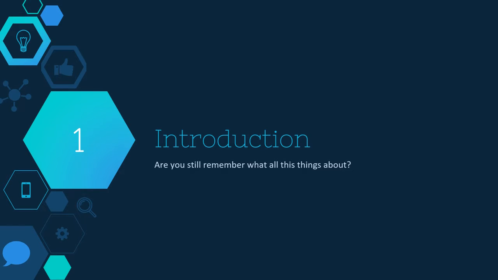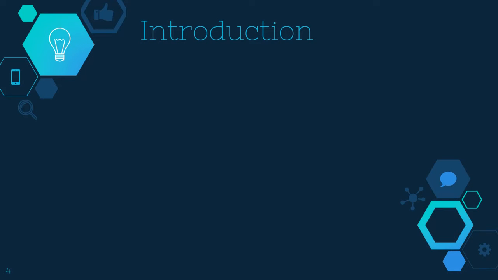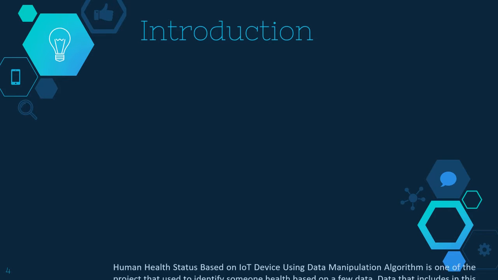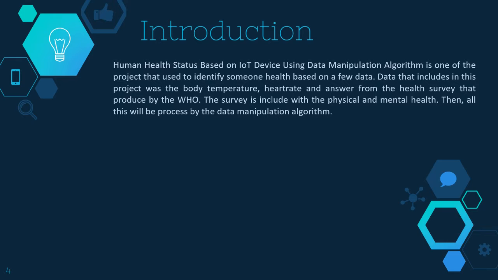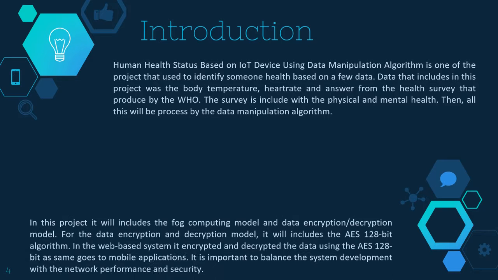For the introduction, my project has an IoT device which collects human body temperature, heartbeat, and also other health survey questions from the patient. All this data will be manipulated using a data manipulation algorithm in order to detect their current health status. Based on these readings, the medical team is also able to monitor their patient for a certain disease, and this lets them identify the problem regarding the patient.